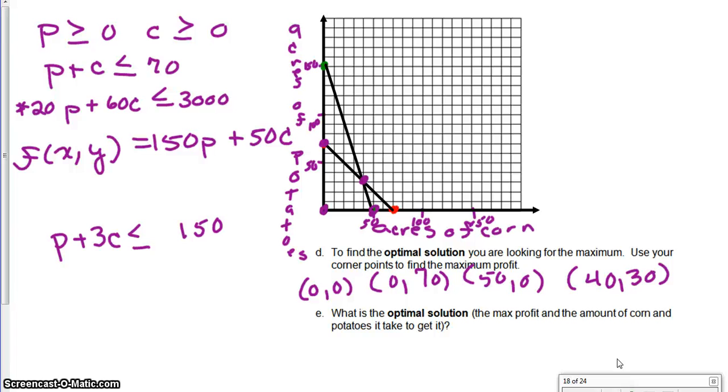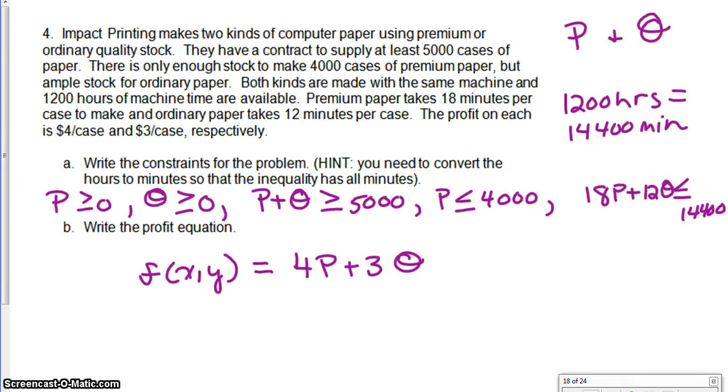Now, I do want to caution you, though, that I did use corn as my x and potatoes as my y. If you set it up differently, your graph would look slightly different than mine.